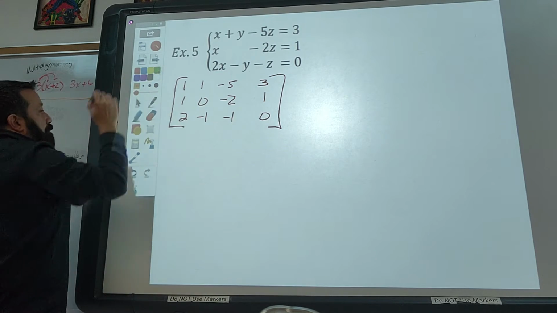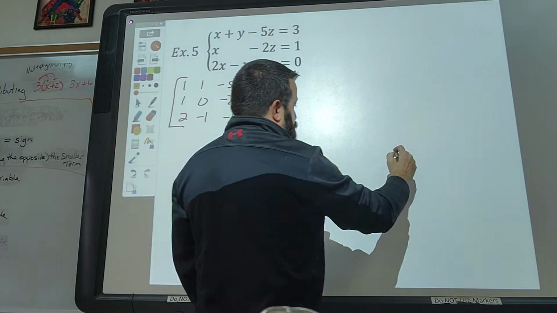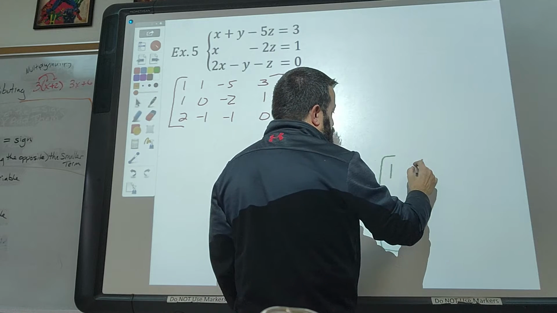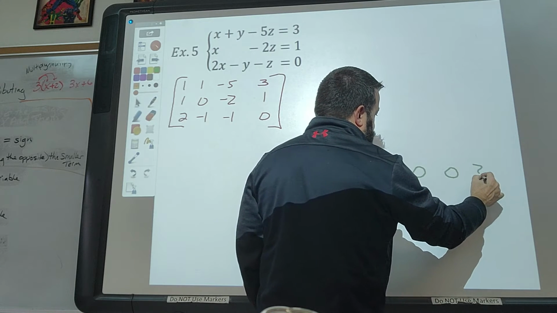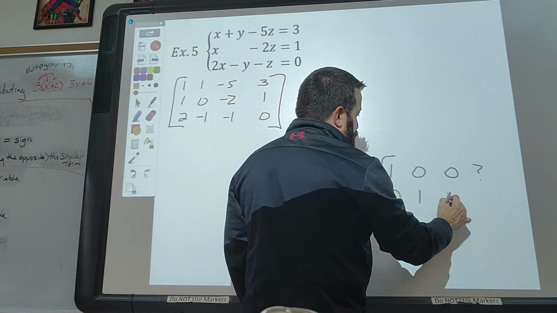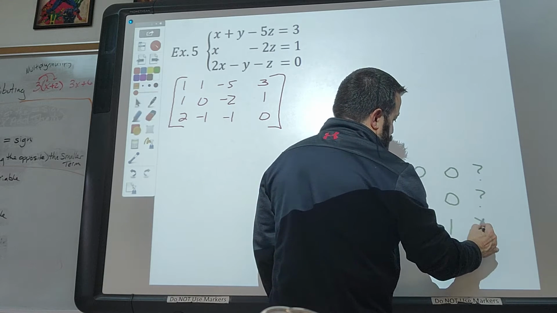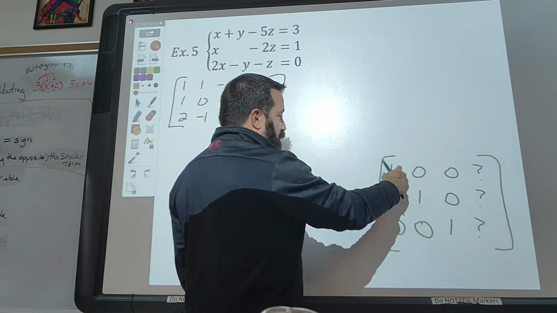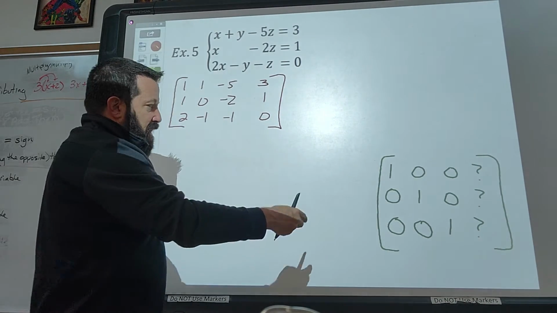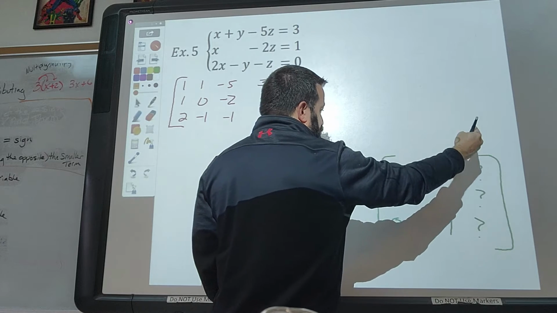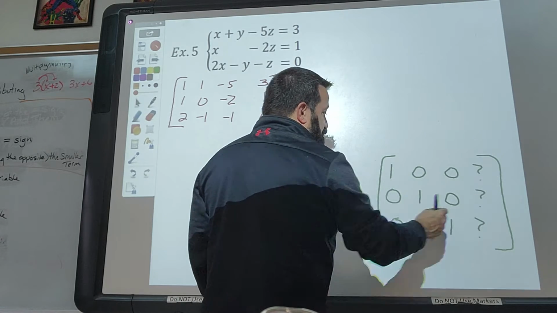So again, our goal is to get this down to a point where it is 1, 0, 0, something, 0, 1, 0, something, and 0, 0, 1, something. So I want to get all these ones and zeros in place, because then that will give me the value of x, the value of y, and the value of z, respectively.